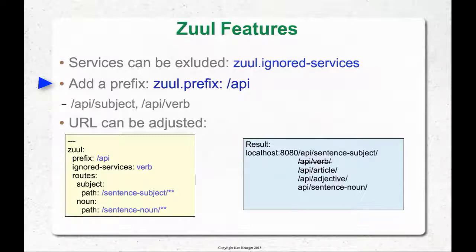You can also provide a prefix using Zuul.prefix. This is a good way to distinguish backend services from any others defined explicitly by the gateway itself. Or you might want the gateway to serve up your web pages, JavaScript, and CSS files as well. You can also adjust the URL for whatever need you might have. So in this illustration, we've added the /api prefix and told Zuul that calls to the verb service should not be forwarded. And we've also decided, for whatever reason, that the URL pattern to access the subject and noun services should be altered from the default to be sentence subject and sentence noun, respectively.